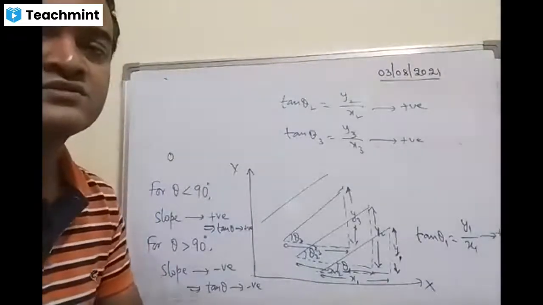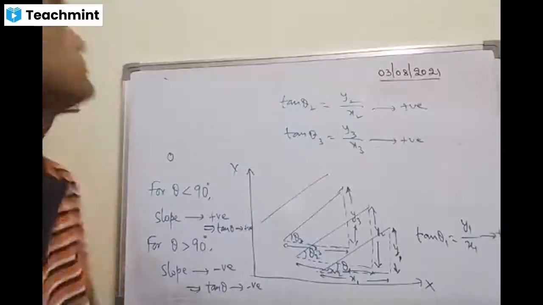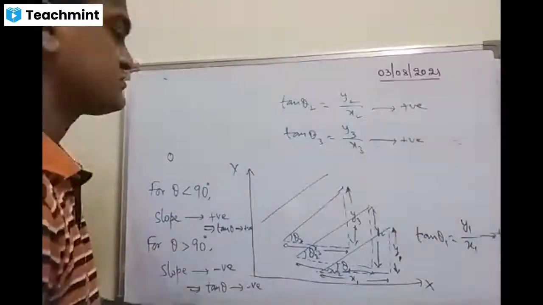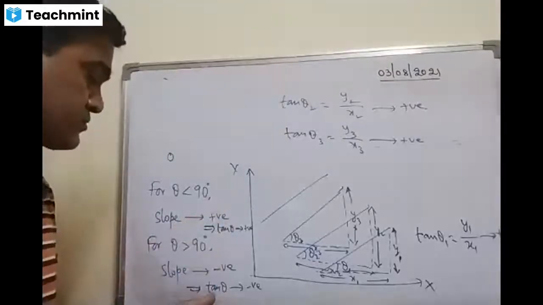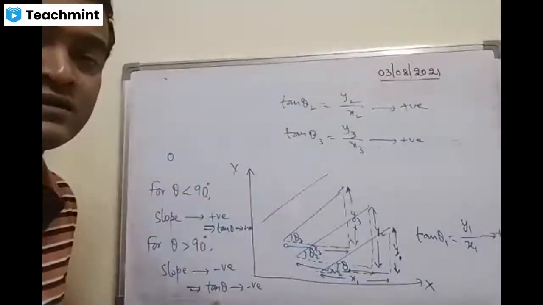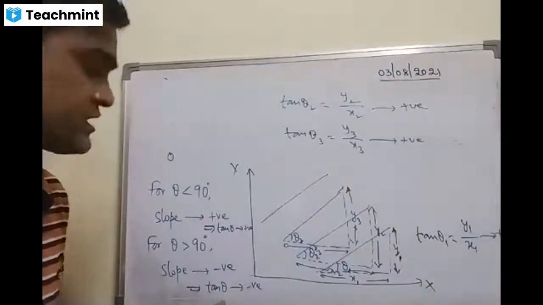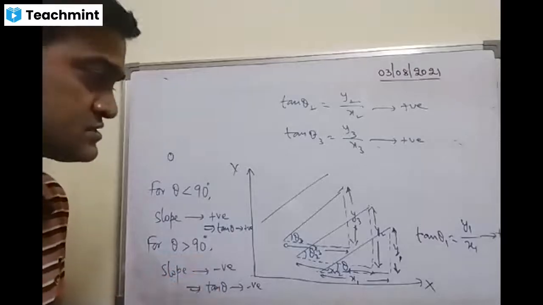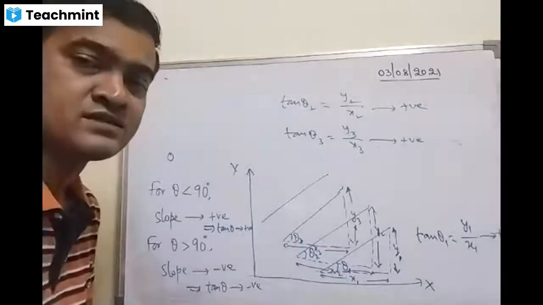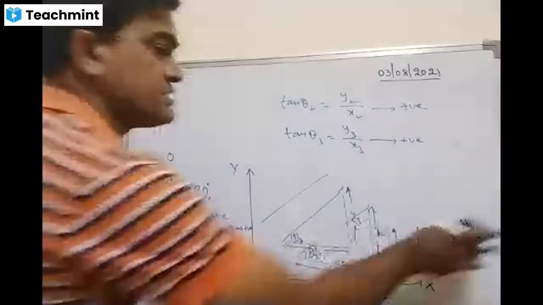Once you understand these concepts, then we have graphs. Let me show you graphs as well. Now, for which angle will you get slope as negative? You will get slope as negative for angle greater than 90 degrees. Now, how to show that representation? In a graph.